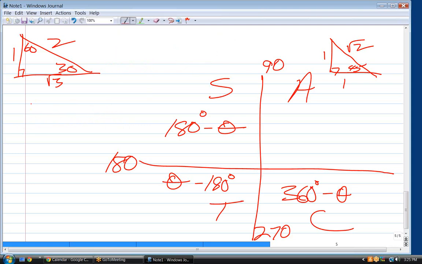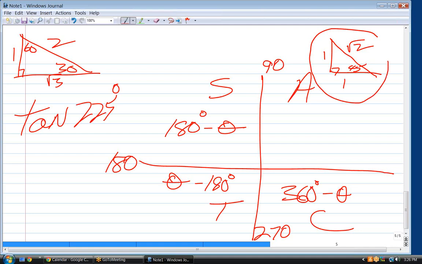So what's the tangent of 225 degrees? So that would be 45, and that would be, wouldn't it be just root 2? Okay, read the tangent from that. So, TOA, when we do it where the hypotenuse is always 1.